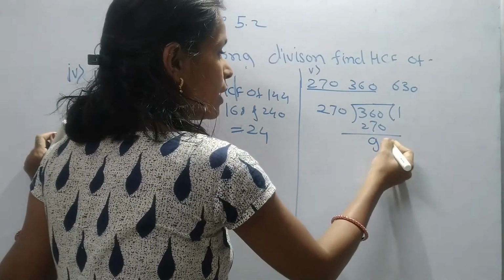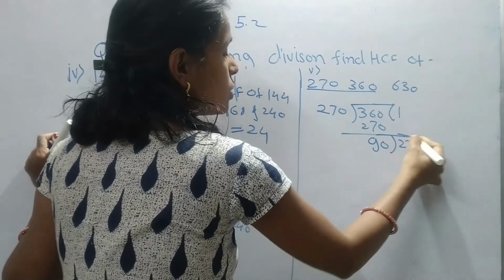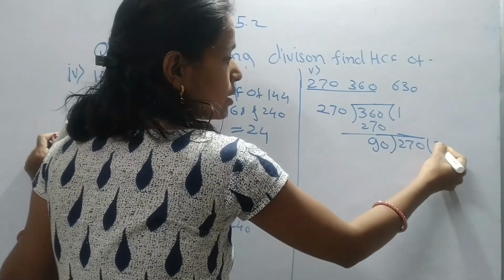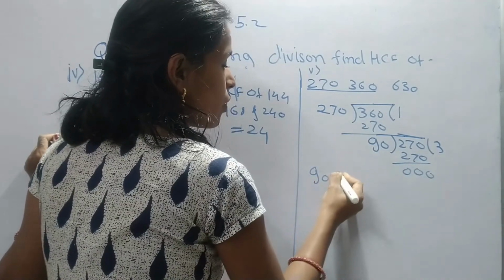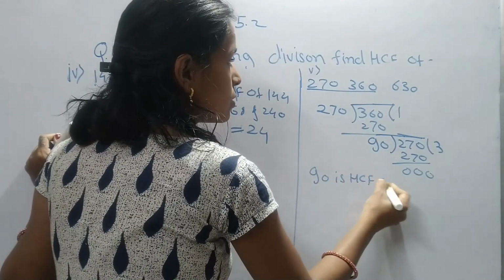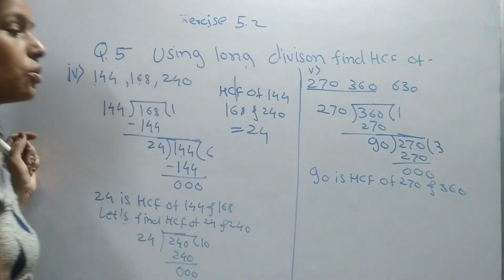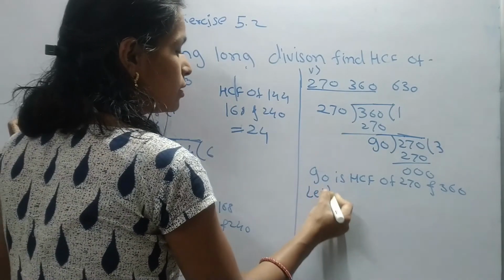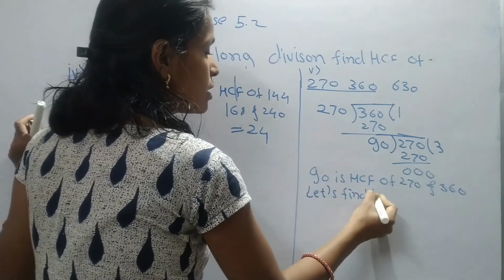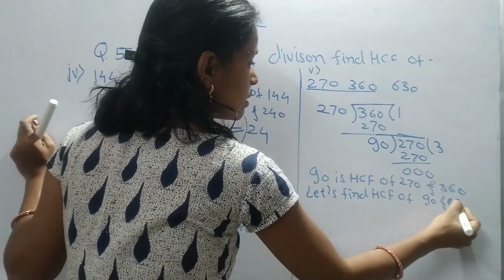Okay. Now divide 270 by this 90. 270 divided by 90. 90 3s are 270. Okay. So 90 is the HCF of 270 and 360. Now what do we have to do? We have to find the HCF of 90 and 630.